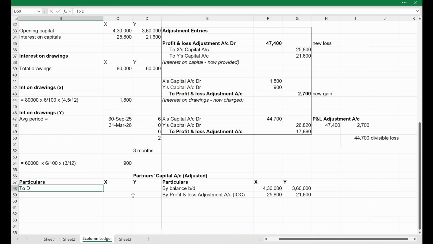Second adjustment, we have to write the original drawings account. That is not going to be changed, 80,000 and 60,000. But the next thing is we have to write the other adjustment, interest on drawings: 1,800 and 900.